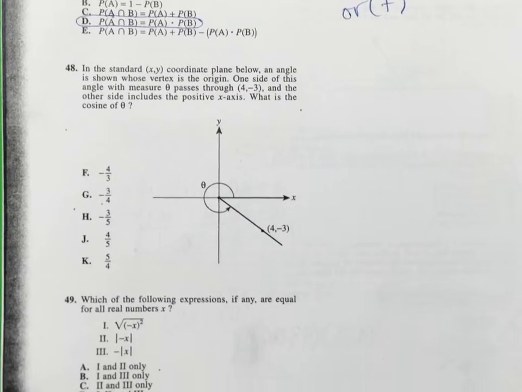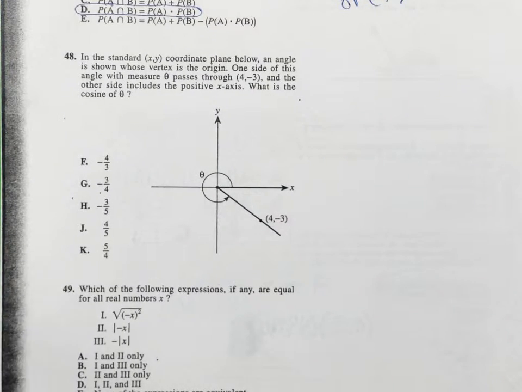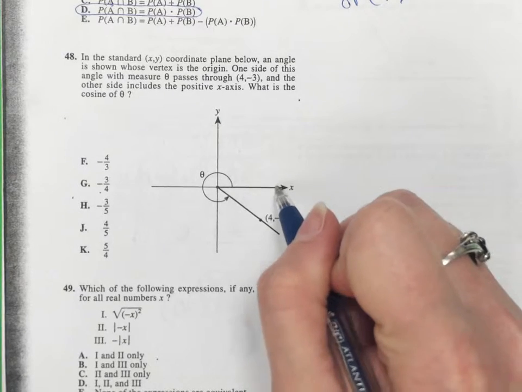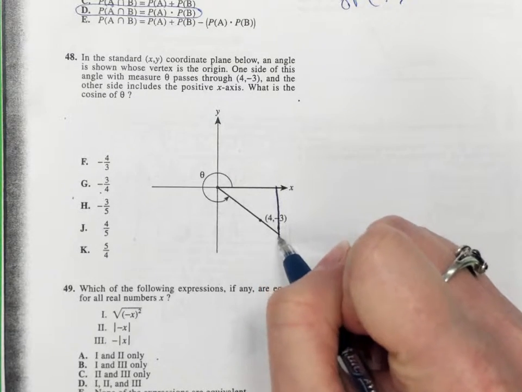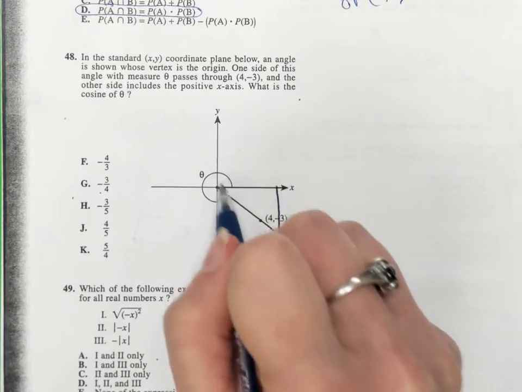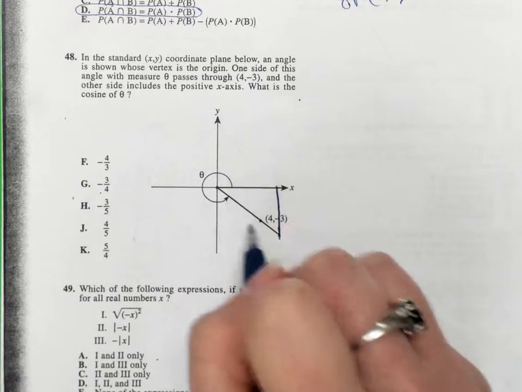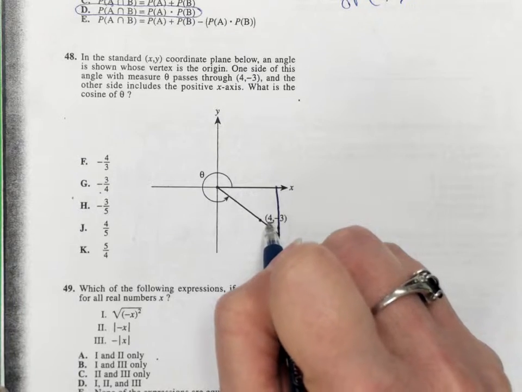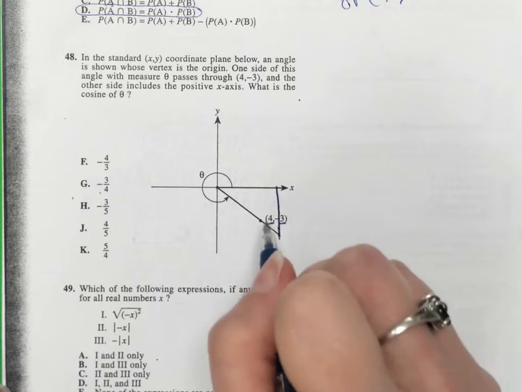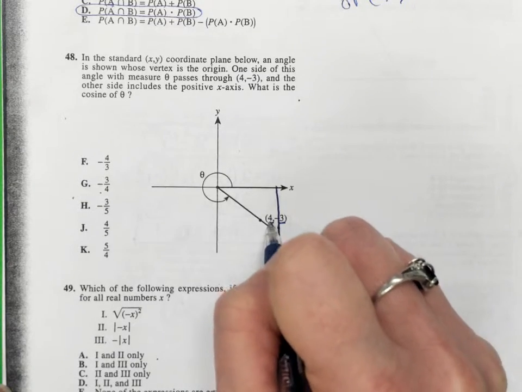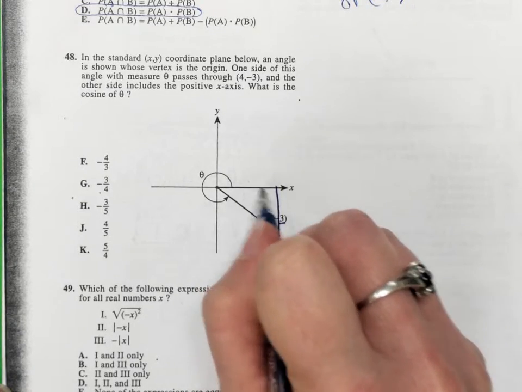Do we need to go over 48? Yes? Okay. So this is the stuff that we're going to learn in 4th quarter. We haven't learned it yet. So you see this little triangle that I drew right here? Okay. So you have an x, which is 4, and you have a y, which is -3, okay? So if the x is 4, which one of these lines is the 4?